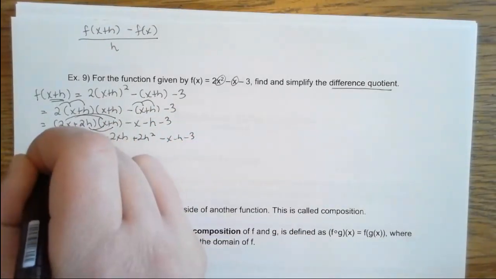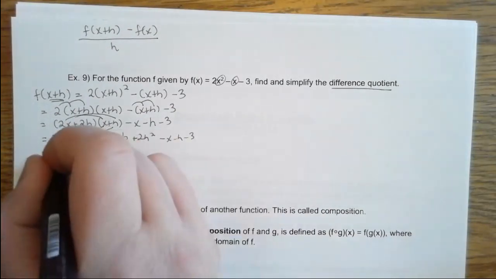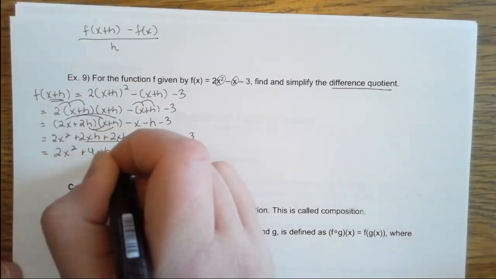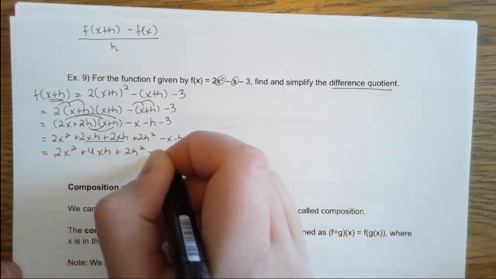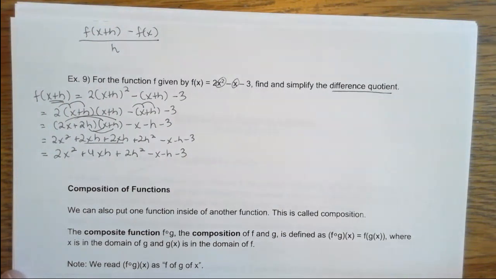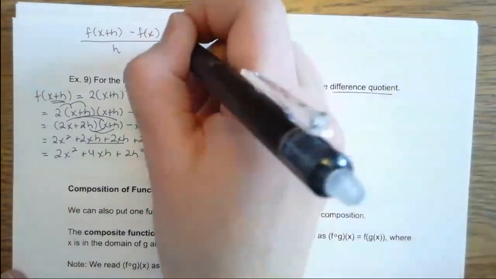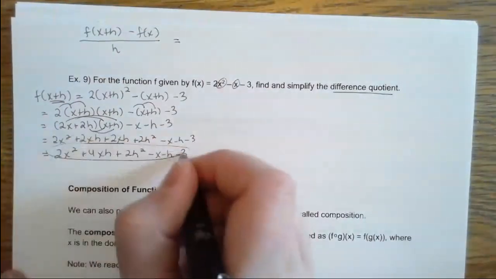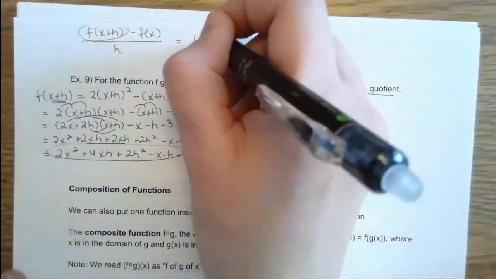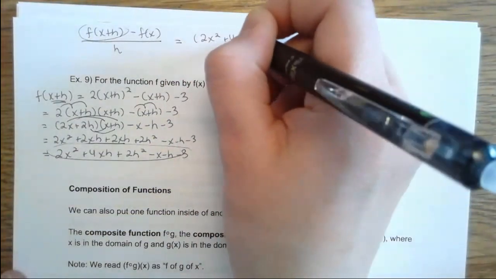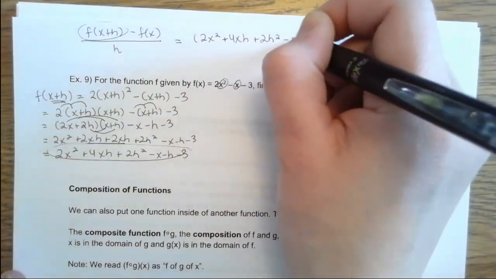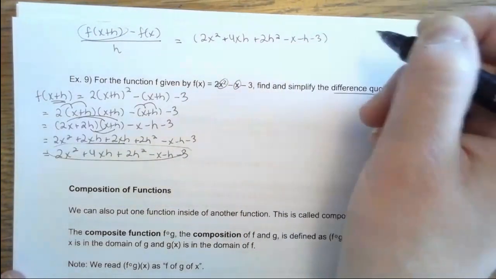And bringing down the rest. And I'm going to do a little bit of simplifying. So I have a 2x squared. These guys can go together to give me 4xh. And then everything else I'm just going to rewrite. So now I like to simplify in. So this whole part is this. So I'm going to plug that in. It's going to be 2x squared plus 4xh plus 2h squared minus x minus h minus 3.